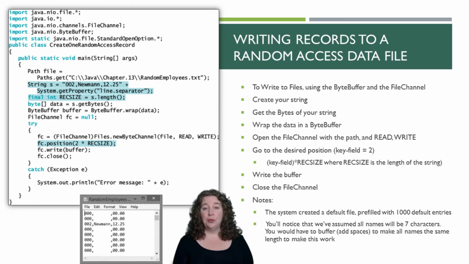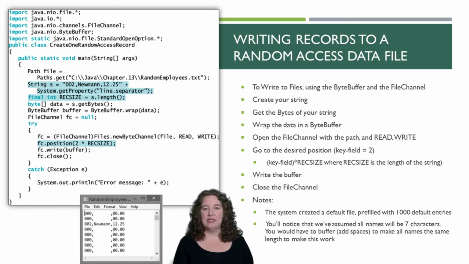So what I can do is go get my path, write the string of the new line that I want to write in there, and get my record size, which is going to be the length of my string, because all my strings are the same length. I'm going to create my data array, and then get my buffer to wrap that. I'm going to open my file channel into a new byte array for this, and then go to the right position, which is my second record down, or 2 times my record size.